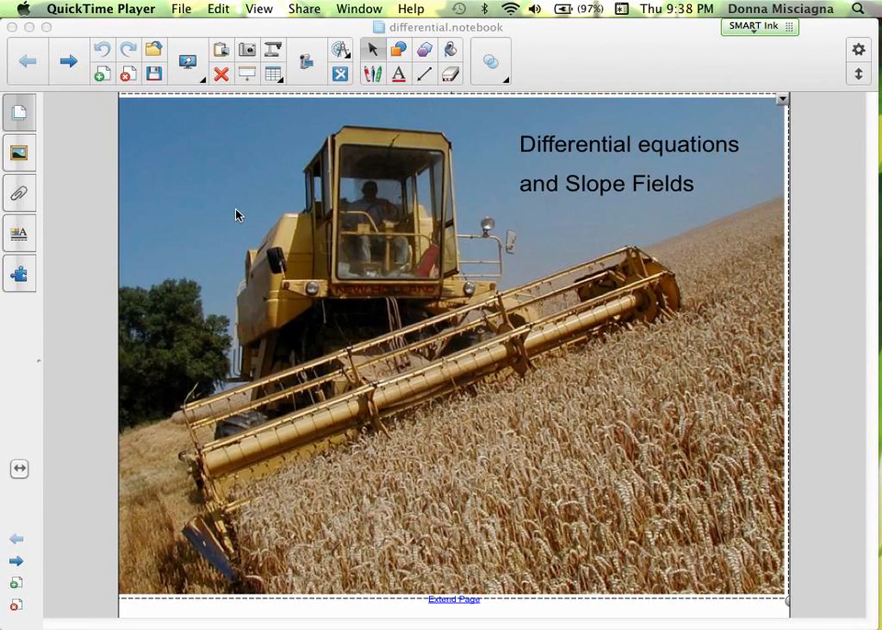Introduction to differential equations and slope fields. Well, that's one slopey field if I ever did see one. All right, but we're going to be looking at a different kind of slope field.